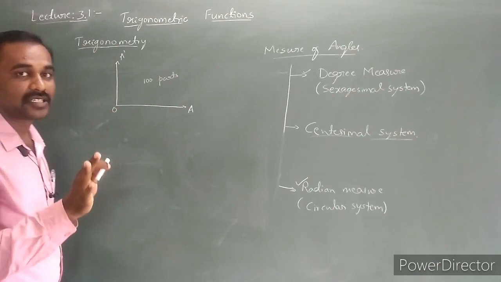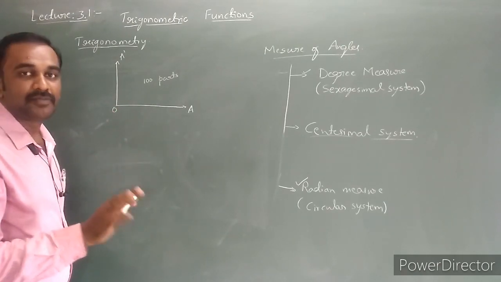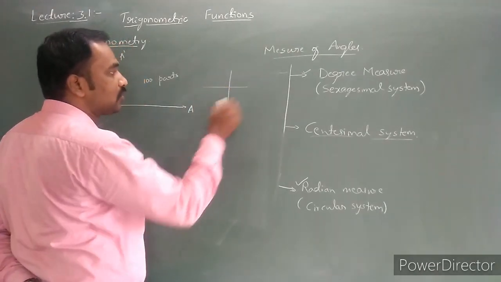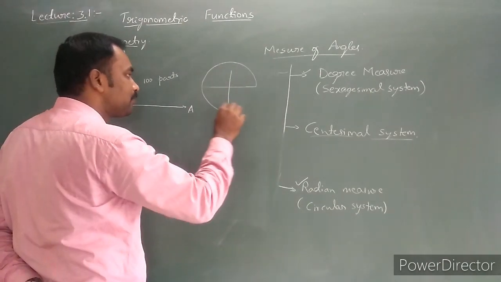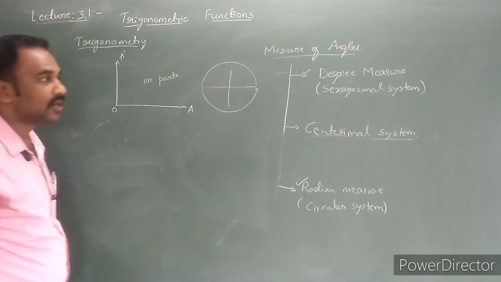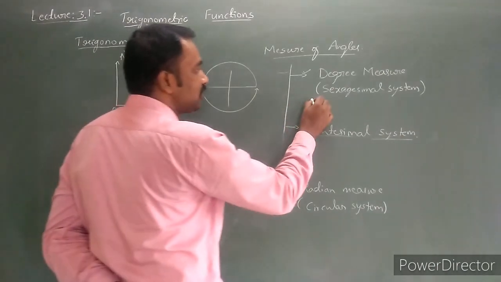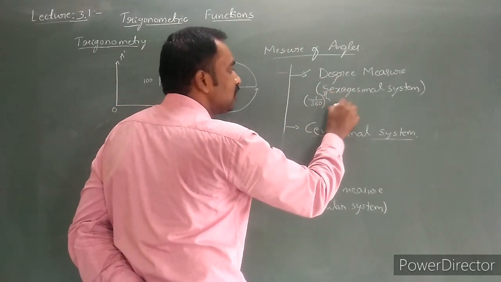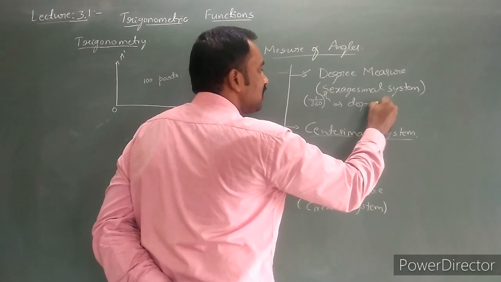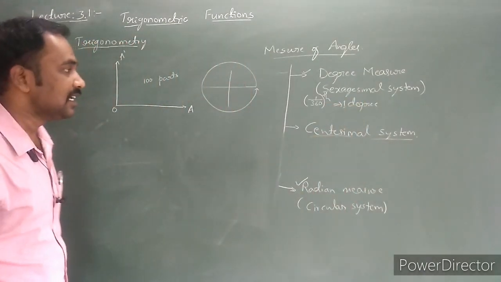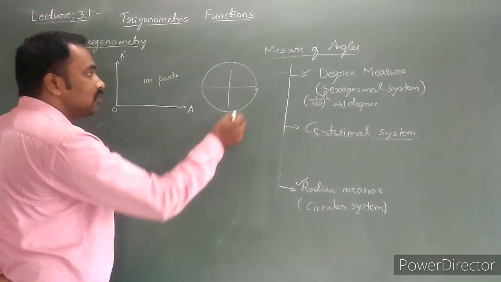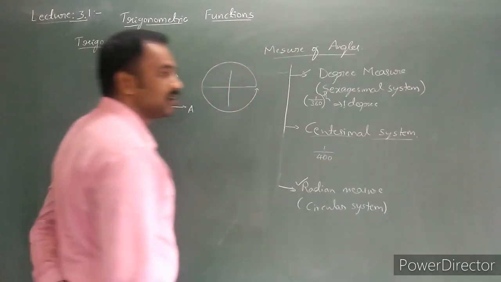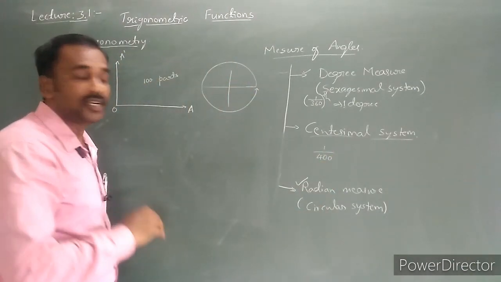In this case, I am not doing only 90 parts, I am going to do 100 parts. Keep this point in mind: if the complete rotation is over, in the degree measure, how many parts have we divided it into? 360 parts. Out of that, one part is said to be 1 degree. In the centesimal system, one complete rotation is divided into 400 parts.